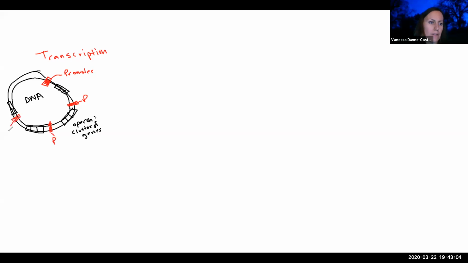Now, also here, and we're not going to talk about this quite yet, but I'm just going to add it in since we're drawing our diagram. Also at the beginning, you'll find under almost every example here, something called an operator. And again, this is just a sequence of nucleic acid that is the signal for something. I'm just going to draw in front of most of these things. It's not on every single operon, but you'll find it on most of these things.